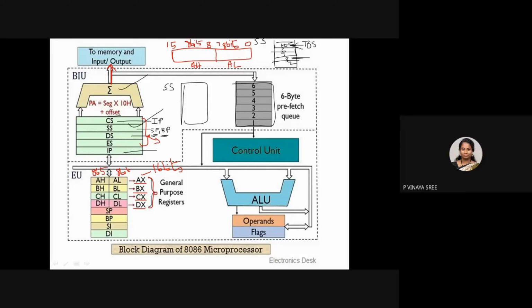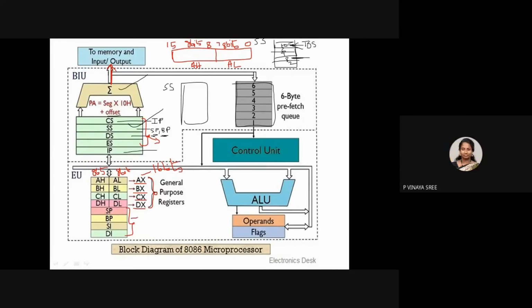So now you should know what A indicates. A is accumulator. So AX is accumulator, BX is base register, CX is count register, DX is data register. This we will be discussing in the next class, ma'am. But try to understand. Let me complete this architecture, then we'll go one by one with explanation. So AX, BX, CX, DX, these are the general purpose registers.